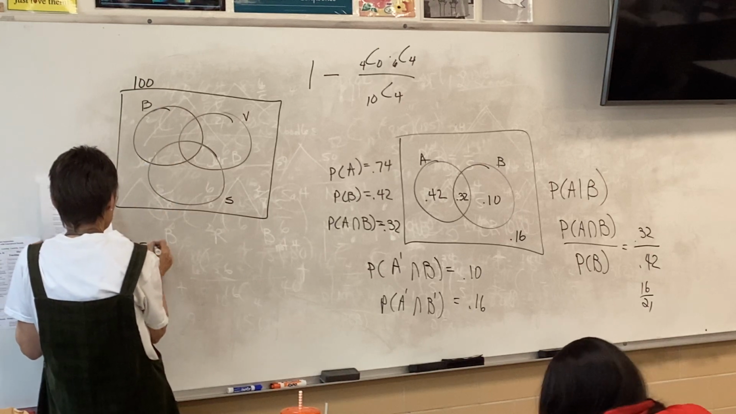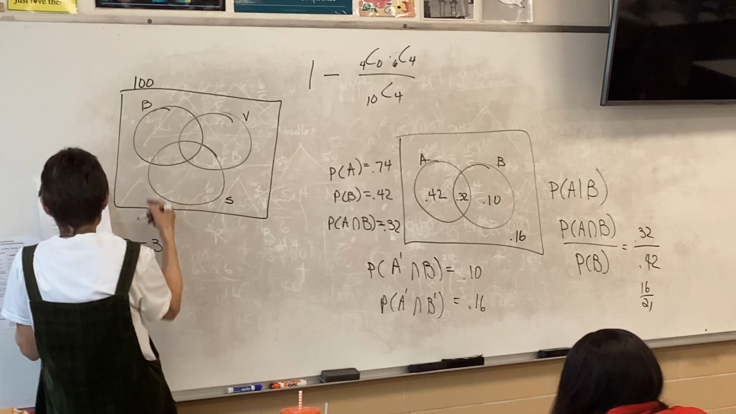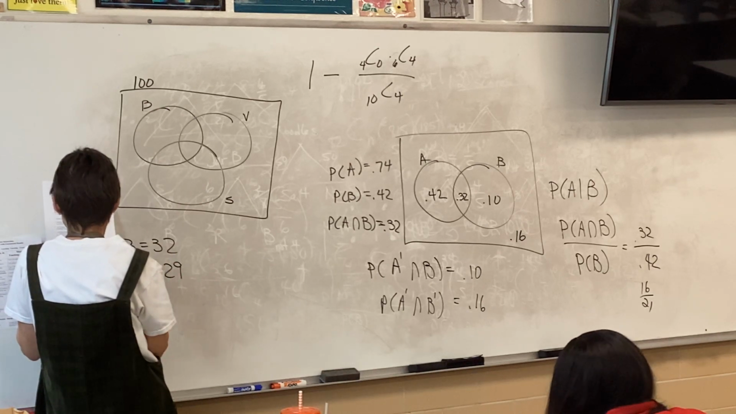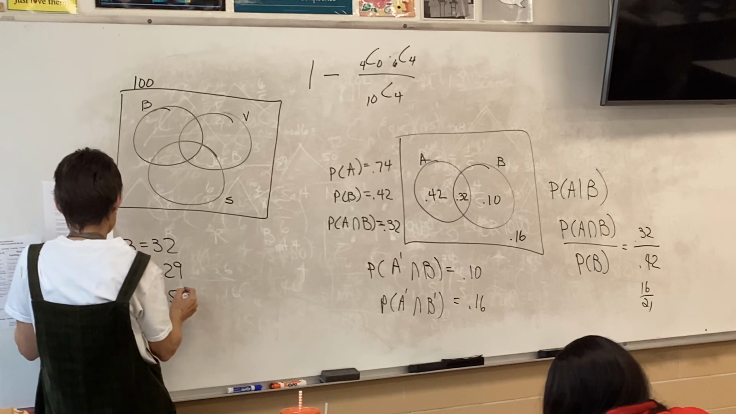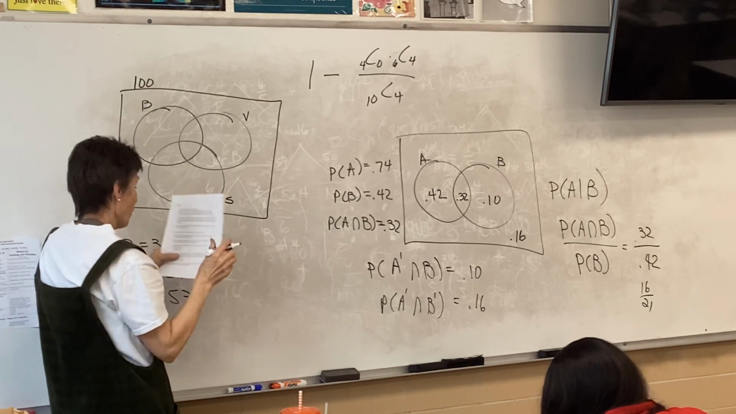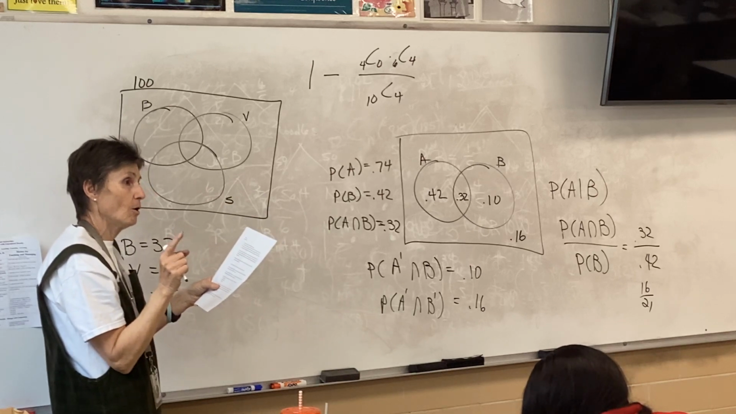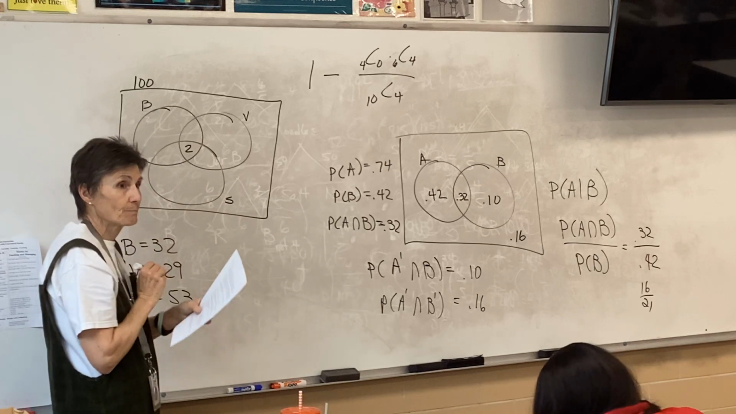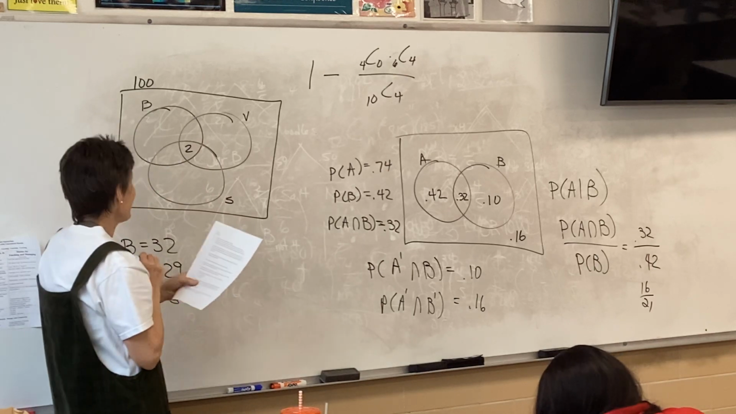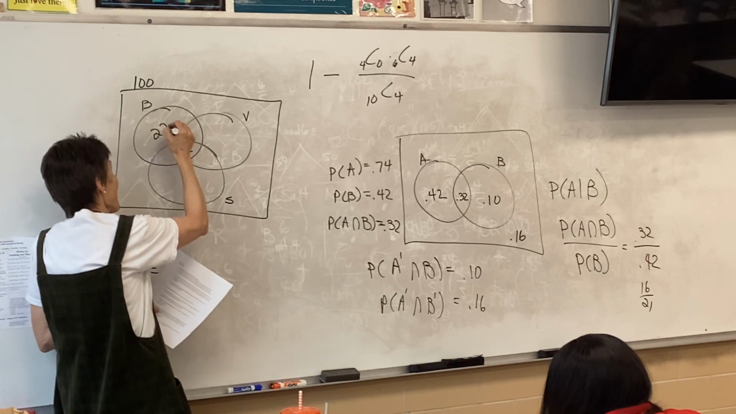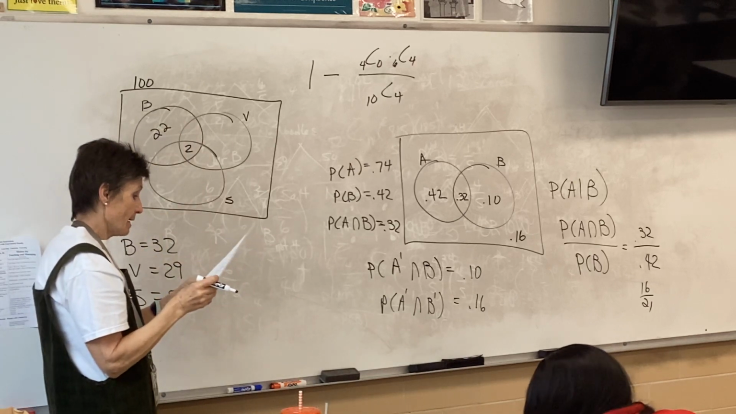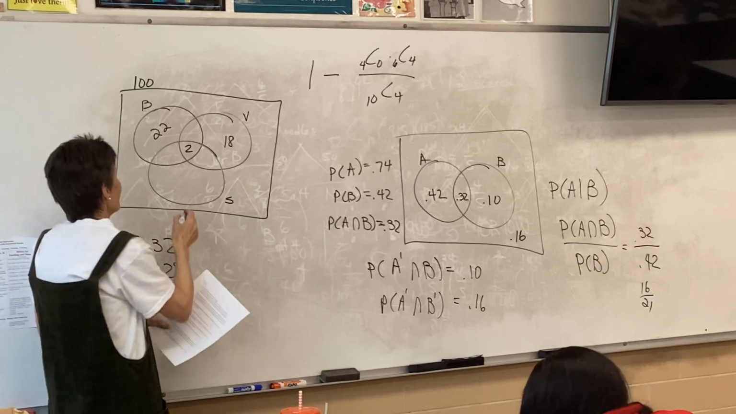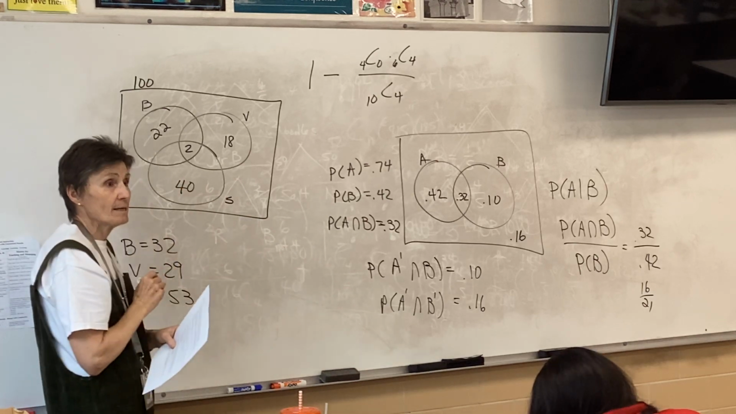So you get 100 kids all together. 32 of them like basketball. Do not put a 32 in this picture. 29 of them like volleyball. 53 of them like soccer. Now, 2 like all 3. I can put that in my picture. That's these guys right here. 22 like only basketball. 18 like only volleyball. And 40 like only soccer.